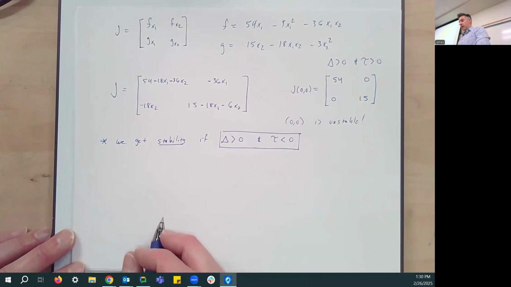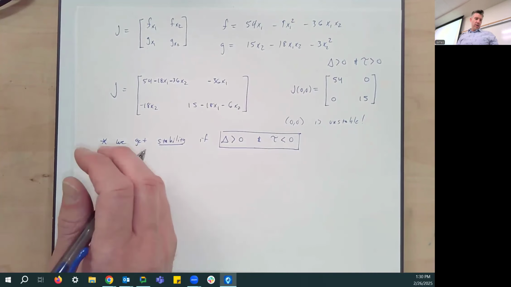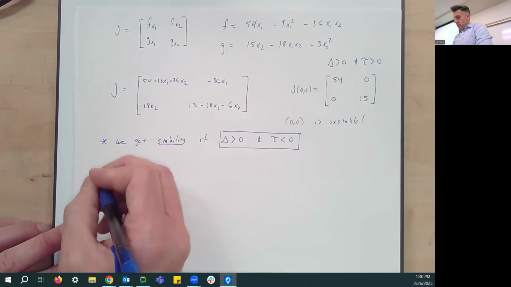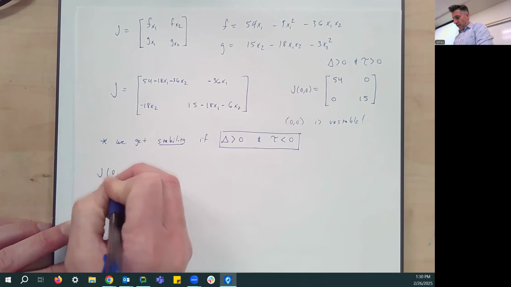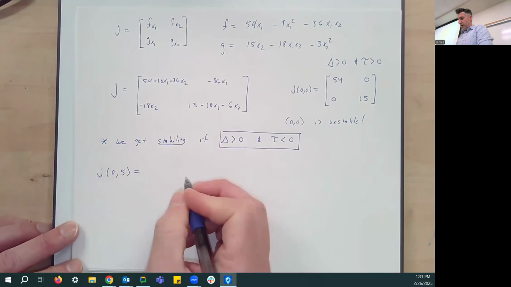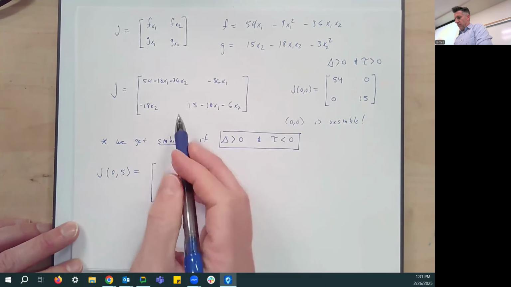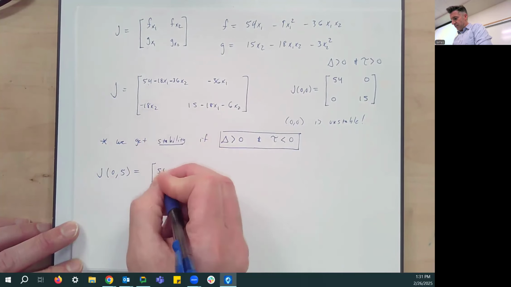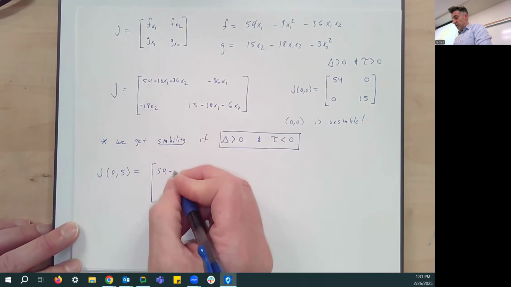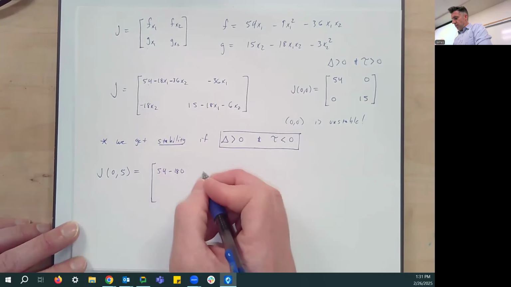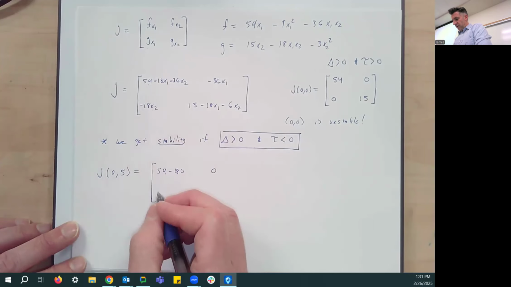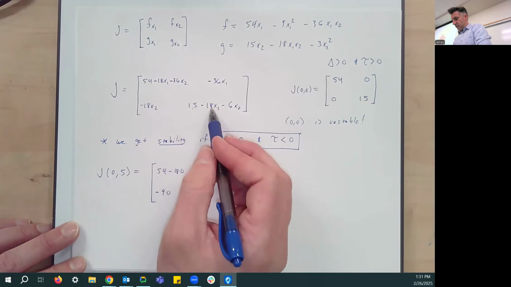Okay, let's look at the next one, which was 0, 5. So let's look at the Jacobian, plugging in 0 for x1 and 5 for x2. All right, things might get a little bit messy here. Let's see. So we're going to get 54 minus 0 minus 36 times 5. 36 times 5 is 180. And then minus 0. And then negative 18 times 5 is negative 90. And then 15 minus 0 minus 30.